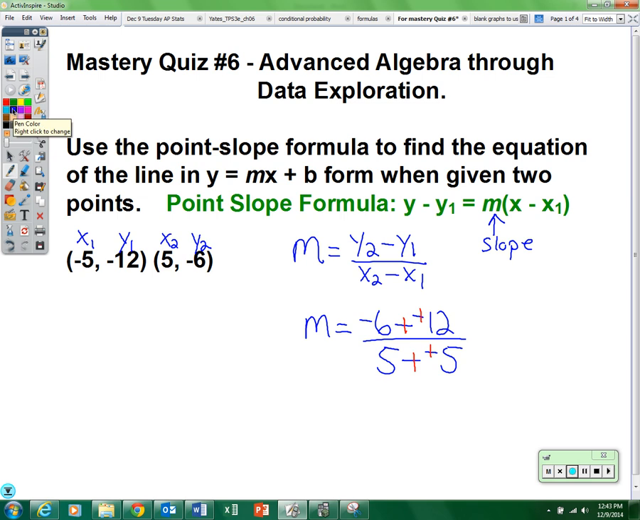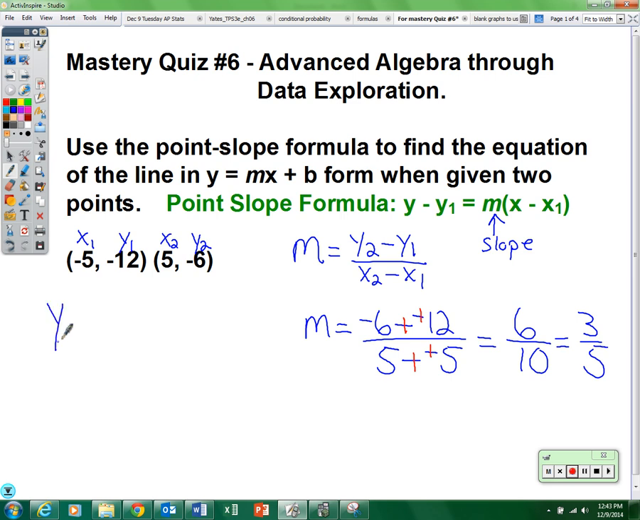Okay, so the numerator, negative 6 plus 12 is 6 over 5 plus 5 is 10. Always reduce. You will not master the mastery quiz unless it's in simplest form. So 6 over 10 becomes 3 over 5. So the slope for this problem is 3/5. Now we're going to plug the numbers into the point-slope formula.